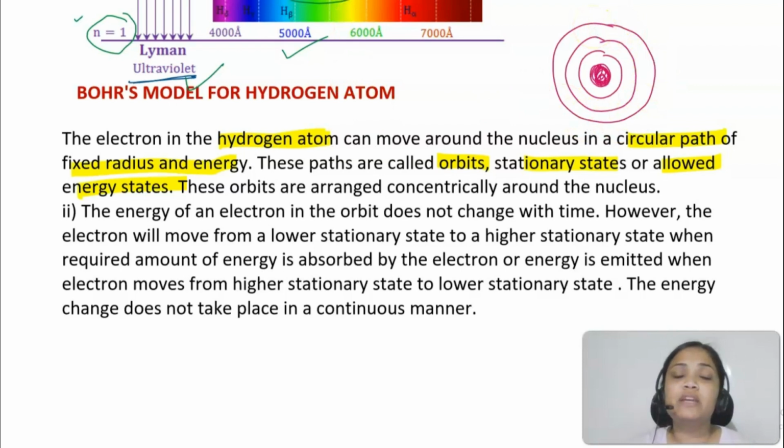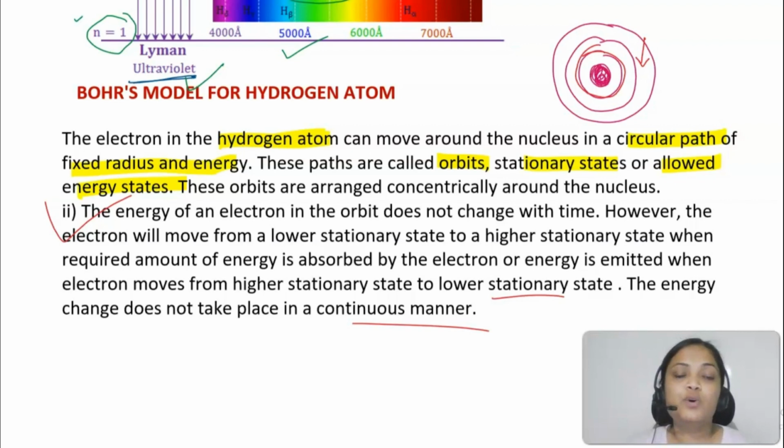Okay, the very important point that Rutherford could not explain is that the energy of an electron in the orbit will not change with time. Okay, if it is revolving in a fixed orbit, it will have the same energy. It will not change with time. However, if the electron is moving from a lower state to a higher state, energy will be absorbed. Okay, and when it is moving from a higher state to a lower state, energy would be released, right? So that does not take place in a continuous manner, but in a discrete manner.